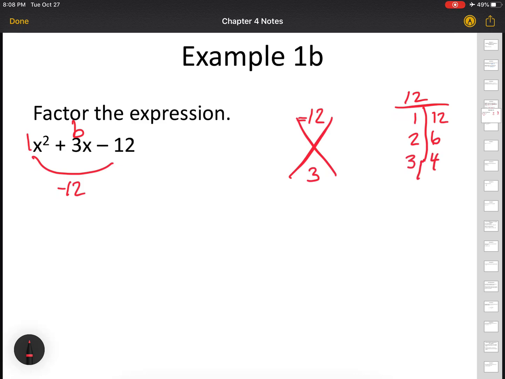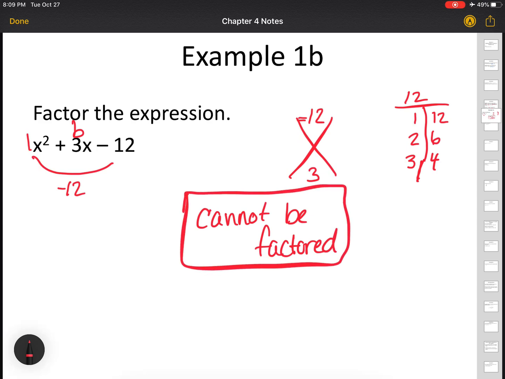And I'm picking out a pair that could somehow make a 3 for me. But as I go down through these pairs, none of them add to 3 but multiply to negative 12 as well. Since that's not working out, this one cannot be factored. And that's my answer, because it just simply can't be done. So it can be the case where it cannot be factored. So that is the simplest expression it could be, x squared plus 3x minus 12.